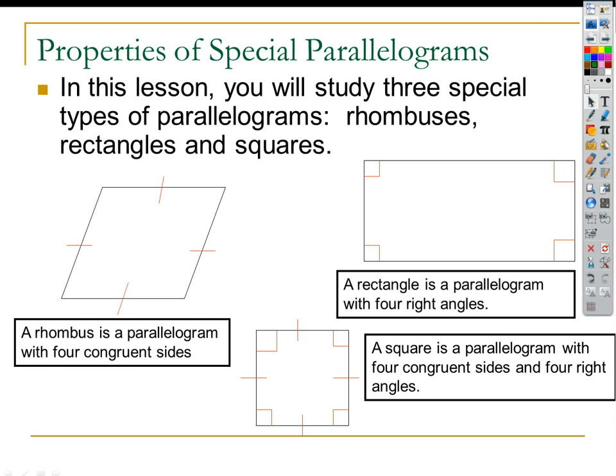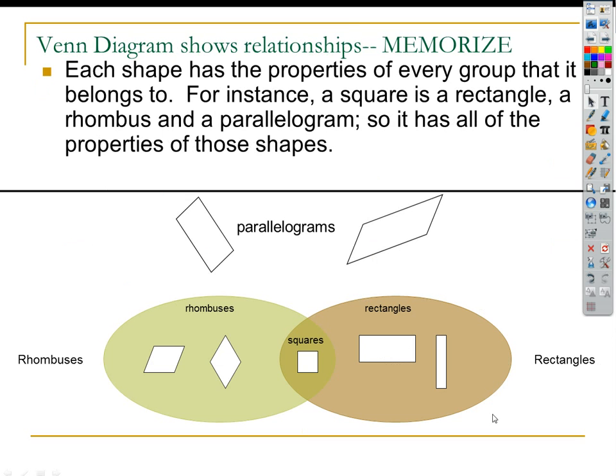Okay, so we know special parallelograms, right? We got normal parallelograms, and then we've got some special parallelograms. A rhombus is a parallelogram with 4 congruent sides. Rectangle's a parallelogram with 4 right angles, and a square gets both all at once. All that stuff is true. It's equilateral, and it has 4 right angles.